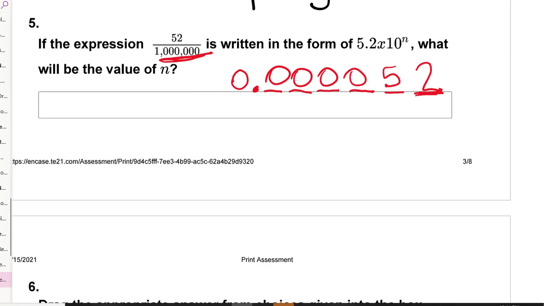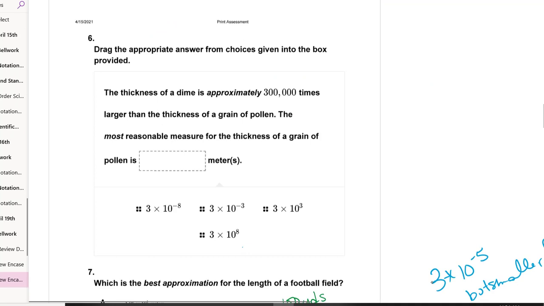Now I'm going to take that and write it in scientific notation. How many times did that decimal move to go from between the 5 and the 2 to over here, where it belongs, to be equal to 52 millionths? That would be an exponent of negative 5.